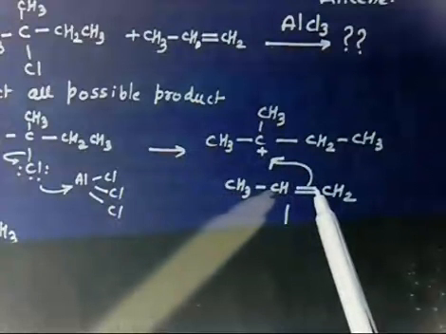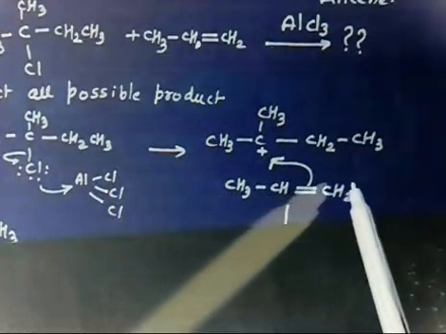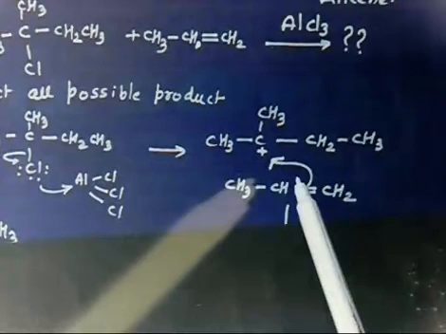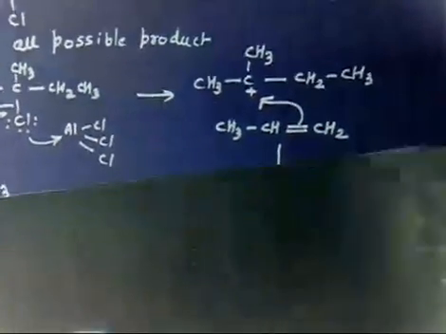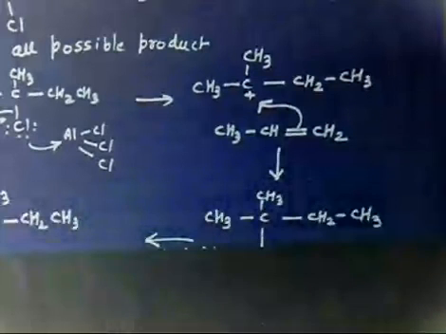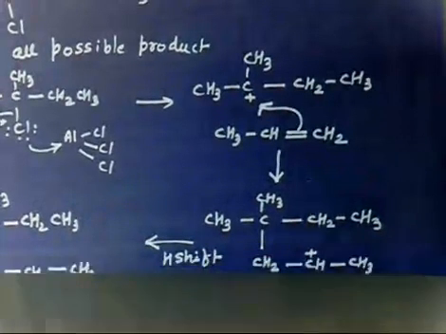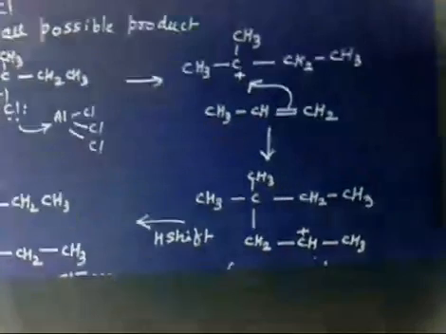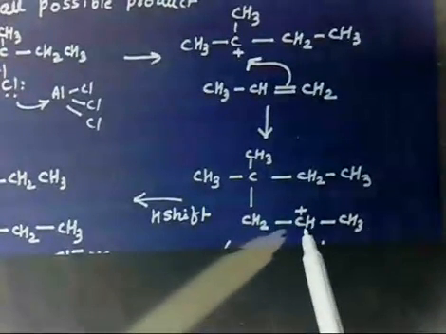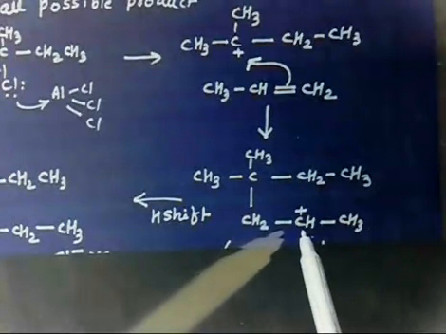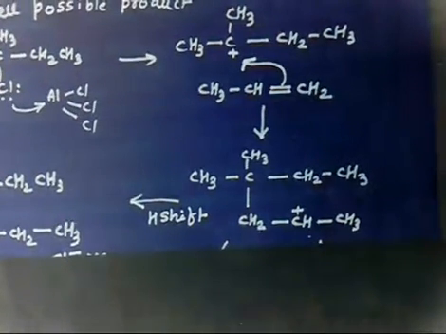Are you getting it? Now we have two possibilities. I can generate a carbocation from this side, or I can generate a carbocation from this side. This will be more stable, this will be less stable. If I do it this way, I will have a carbocation generated here. So this will be minor, so I am leaving that one. This will be the major carbocation, a 2 degree carbocation.